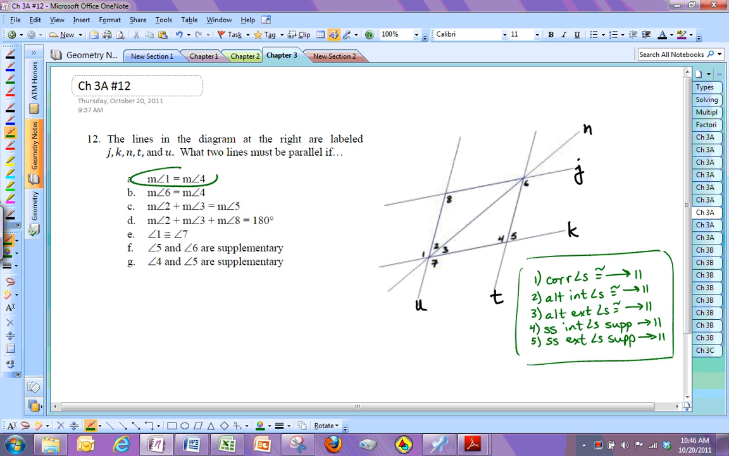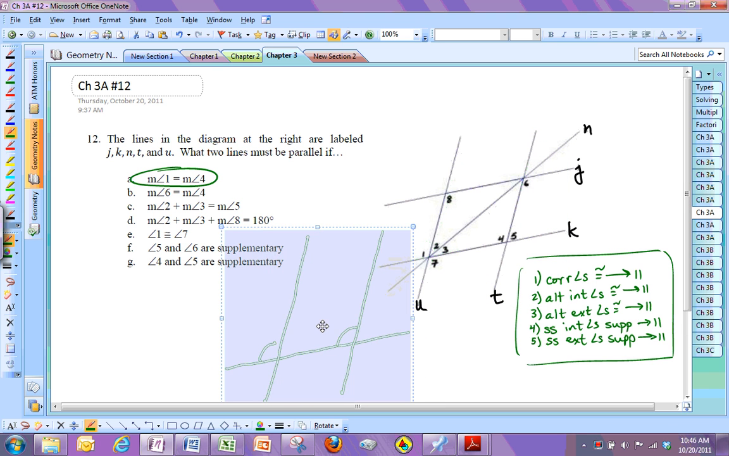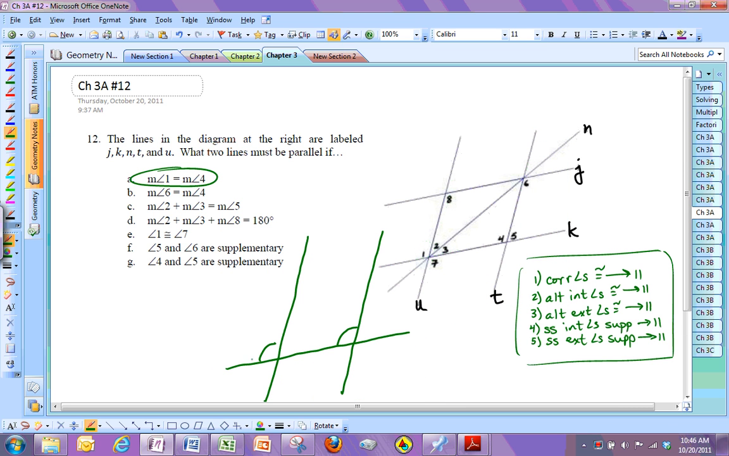So if I'm looking at angle 1 and angle 4, well, angle 1 is formed by this line and this line. And angle 4 is formed by the same K line here and line T as well. And so here's 1, and it's the same as 4. Now if I take this picture that I just drew, and move it to the side, you can tell that these 2 angles are corresponding angles, and they're congruent. So I've got reason number 1 right here.